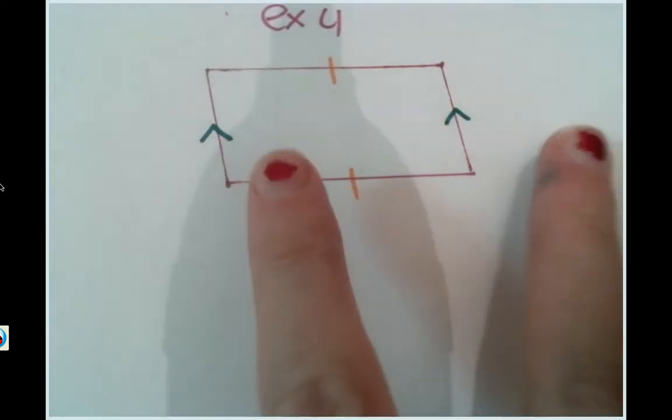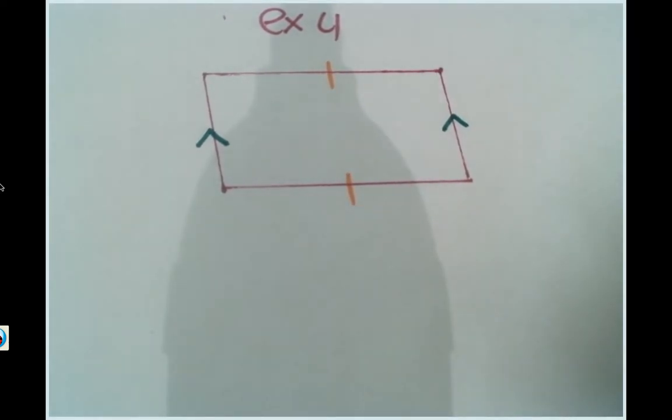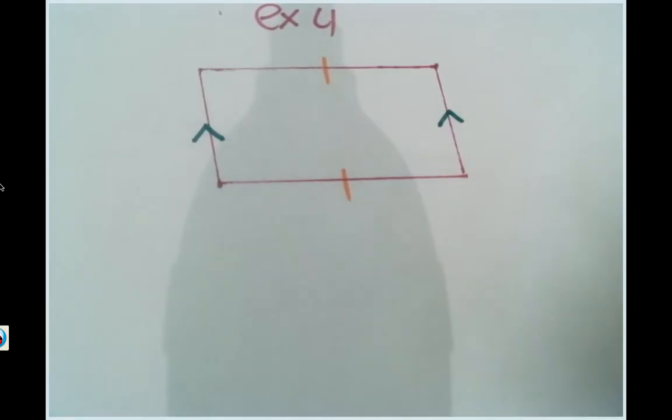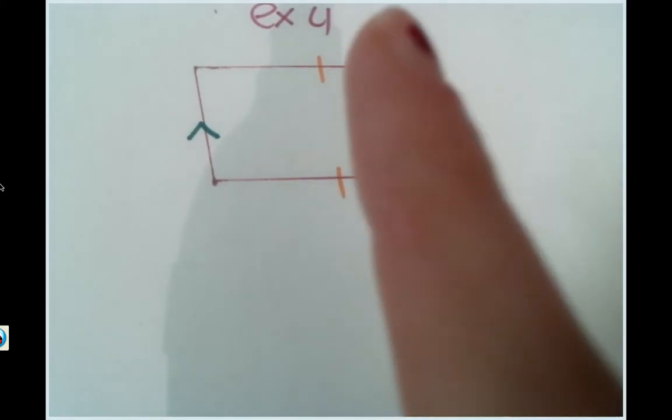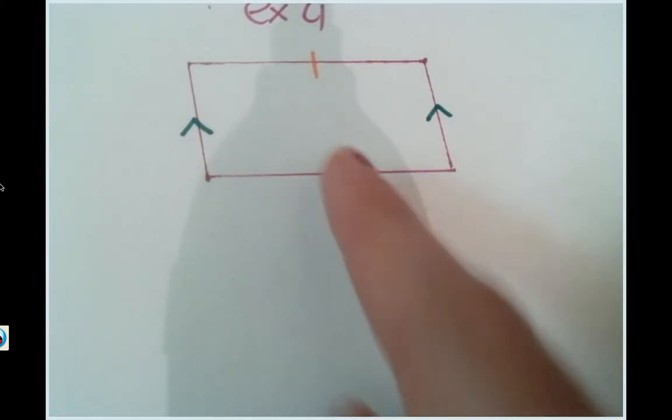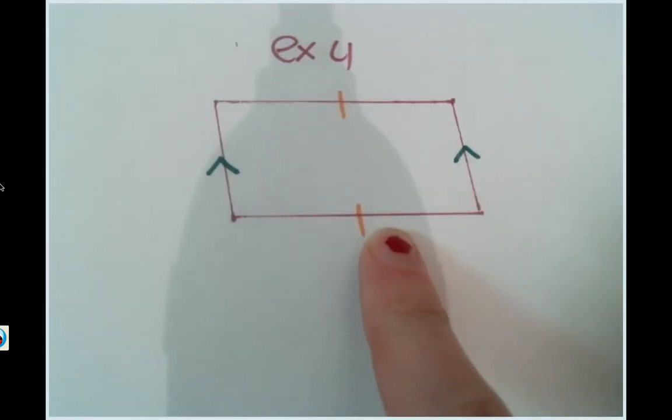Alright, so I see parallel lines and congruent sides. So let's think back to those 6 conditions. Does this kind of resemble one of the properties we talked about? Well, there is a property that says if you have one pair of sides that are both parallel and congruent, it is a parallelogram. But looking at this, it doesn't have only one pair of sides that is both congruent and parallel. It has one pair of sides that's congruent, and then it has a separate pair of sides that are parallel.